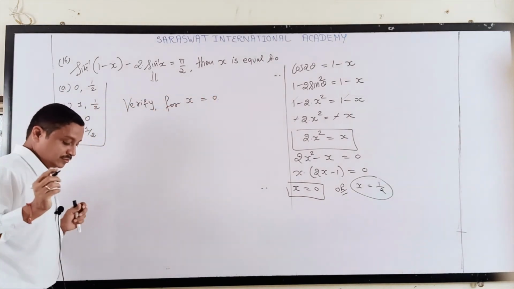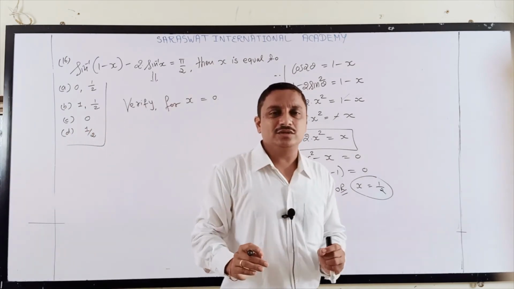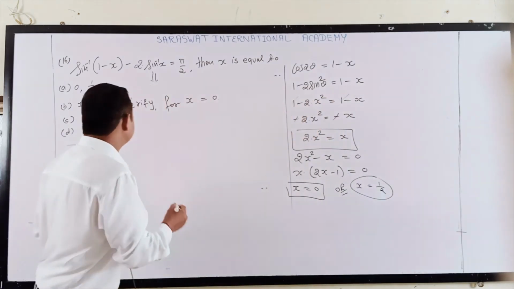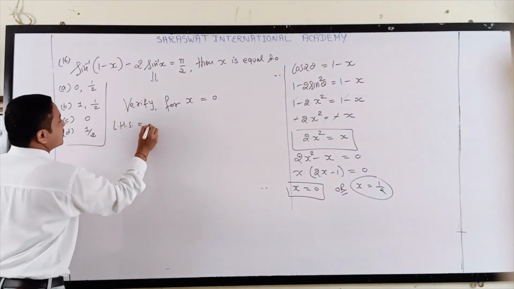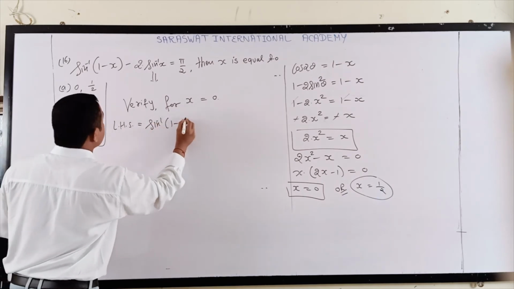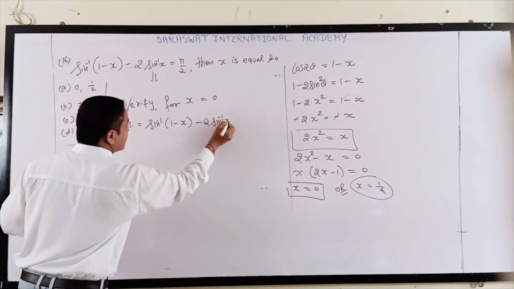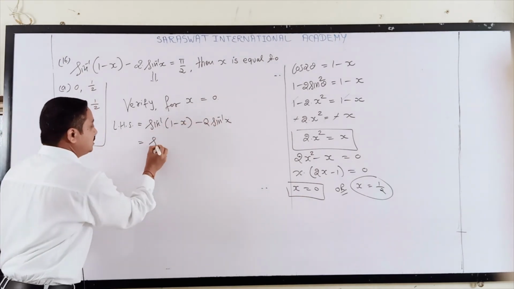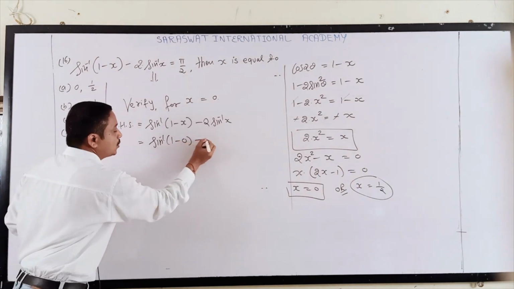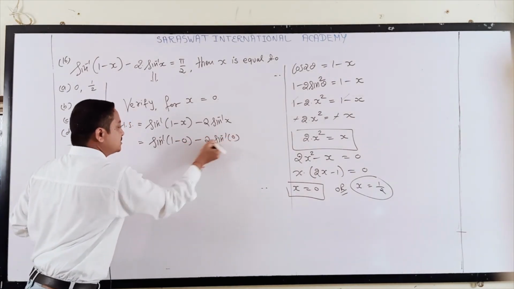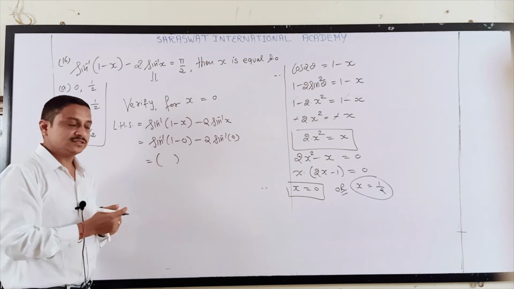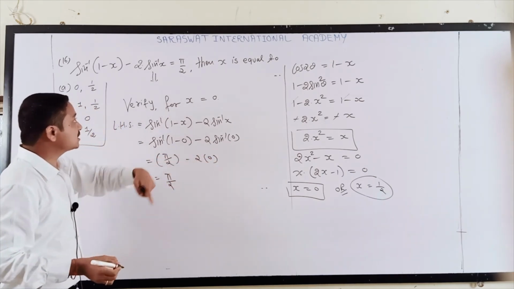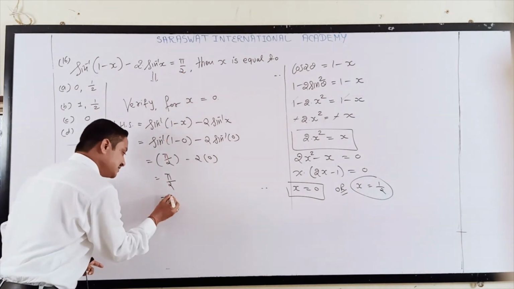Verify what? x is equal to 0. You easily understood x is equal to 0, true or not. So my LHS is 2 times sin inverse. I just put the x value 0 inside there. So sin inverse of 1 minus 0, minus 2 sin inverse 0. When sin is 1, definitely 90. Sin 0 is 0. Check. This answer is covered for LHS.